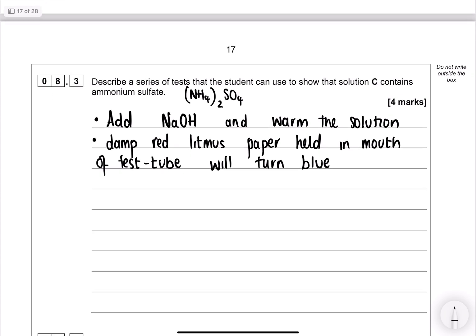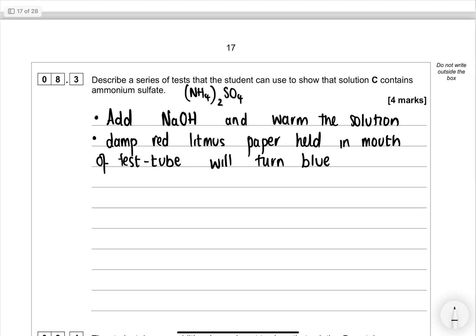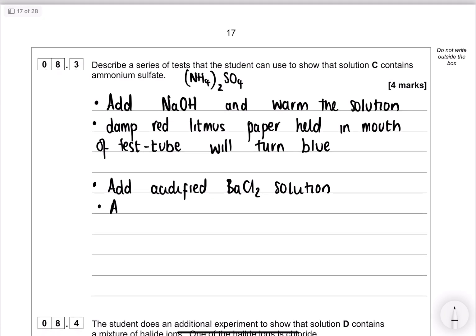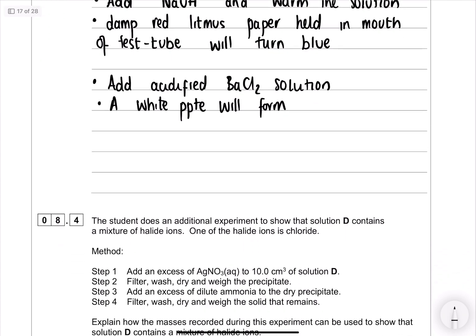Make sure that you don't say the litmus paper is in the solution though, because obviously sodium hydroxide is going to turn litmus paper blue, and we're not doing that. We're trying to test for the gas given off. How are we going to test for the sulfate ions? We're going to add acidified barium chloride solution. A white precipitate will form if we've got our sulfate ions.